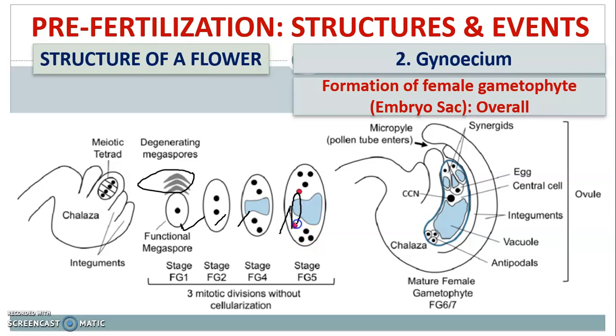So these 2 central nuclei will form the endosperm inside the ovule, right? So out of the 3, 2 are synergids, 1 will act as the egg, and these three antipodals will degenerate after some time. So this is all.